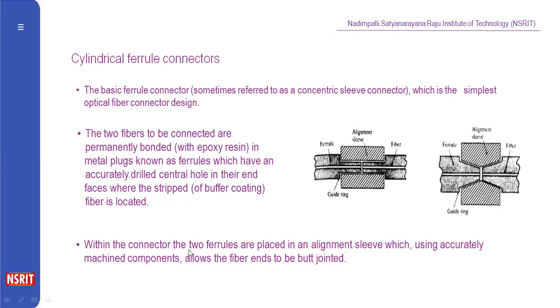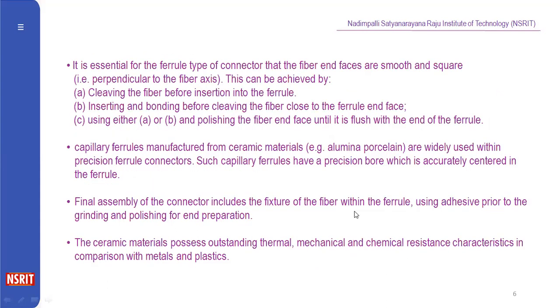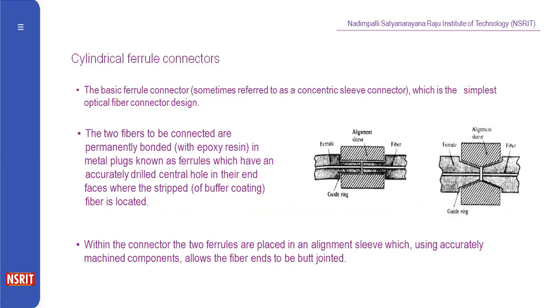Within the connector, the two ferrules are placed in an alignment sleeve. This is your alignment sleeve. Using accurately machined components allows the fiber ends to be butt jointed. What do you mean by butt jointing? Jointing these two fibers directly. It is essential for the ferrule type of connector that the fiber end faces are smooth and square. In the ferrule type, what we are expecting is that the fiber end should be smooth and square.